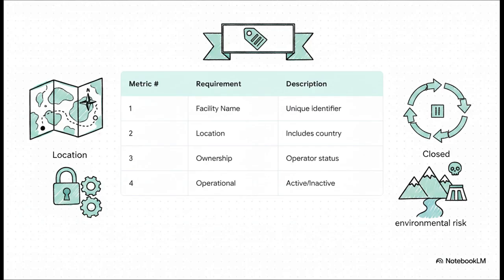Metric 3 demands clarity on ownership status. Basically, are you the actual operator as defined by the Global Industry Standard on Tailings Management, or GISTM? And finally, Metric 4 asks for the operational status. Is the facility active, inactive and under maintenance, or entirely closed? And remember, even closed facilities must be reported, because the environmental risk doesn't just magically disappear when operations stop.